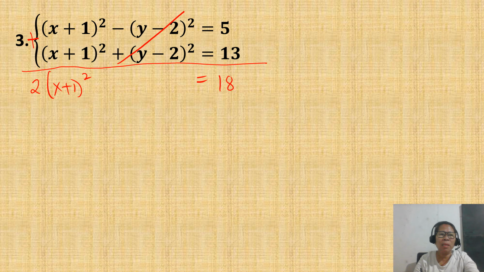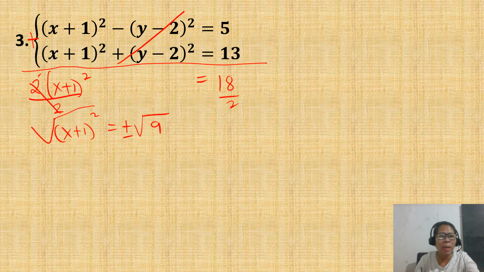The next step is to isolate the x plus 1 squared by dividing both sides by 2. Therefore, we have x plus 1 squared is equal to 9. And for that, we are going to extract the square root of both sides to get the value of x. So therefore, the result will be, this will be isolated already.